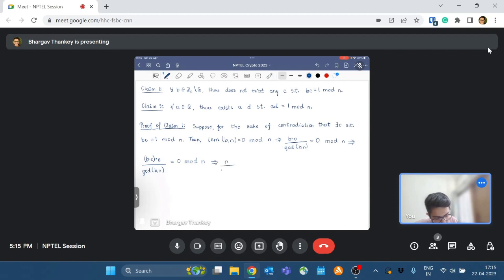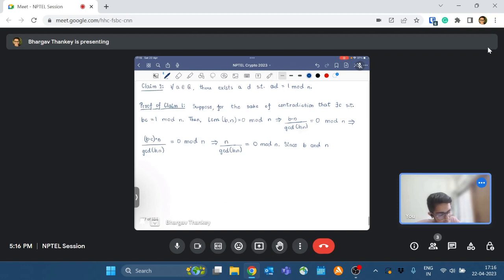So this implies. Now, since b is in Zn minus G, and the numbers in G are all the numbers which are coprime to n, any number in Zn minus G is not coprime to n. So b and n are not coprime.